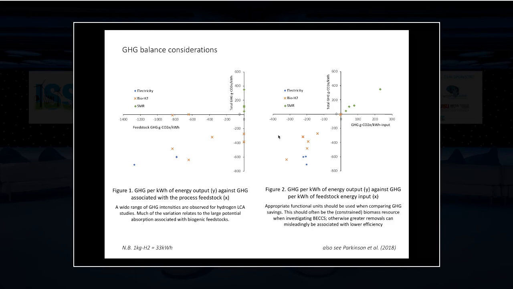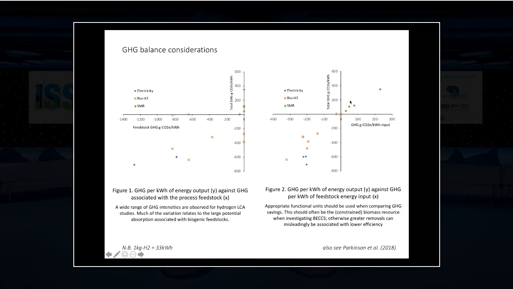Here is a meta-analysis of different studies looking at greenhouse gas emissions associated with different energy routes. The little blue dots are BECCS electricity generation. The little crosses are biohydrogen routes. And then for comparison, we've got a few green diamonds, which are SMR hydrogen production, with the bottom three having CCS and the other one not.